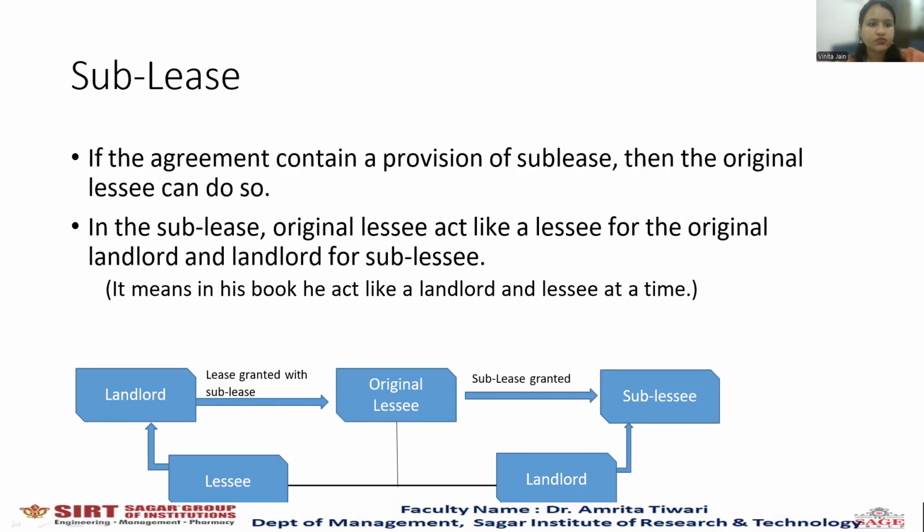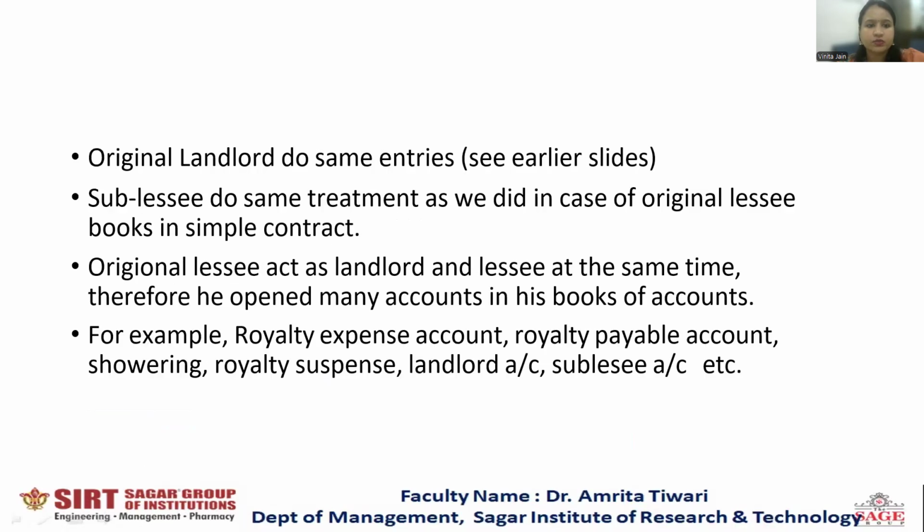Sublease: if the agreement contains a provision for sublease, the original lessee can sublease. In a sublease, the original lessee acts as a lessee for the original landlord and as a landlord for the sublessee. The original landlord makes the same entries, and the sublessee follows the same treatment as we did. In the books of the original lessee, it is a simple contract: the original lessee acts as a landlord and a lessee at the same time. So they open many accounts in the books, for example, royalty suspense account, royalty payable account, short working, and royalty suspense and landlord account as sublease account.